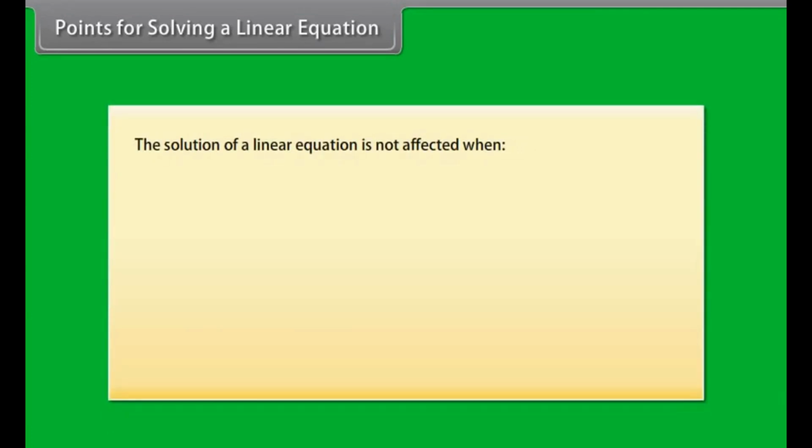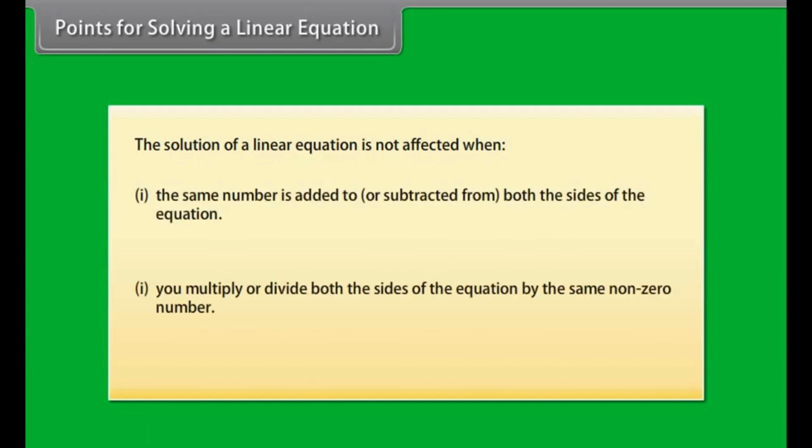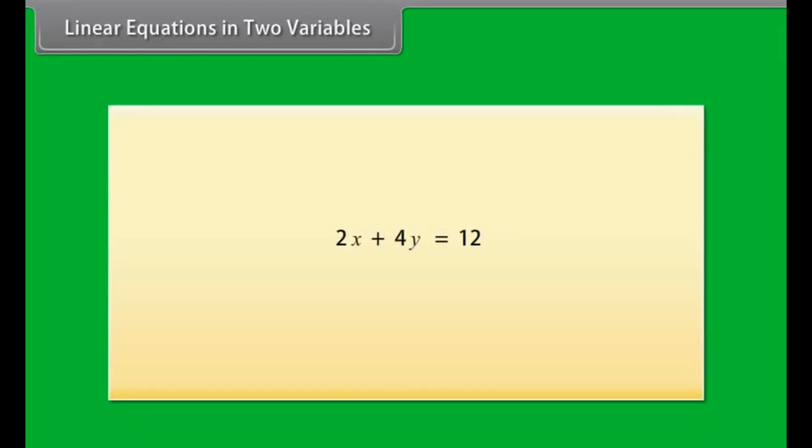Points for solving a linear equation. While solving an equation, you must always keep these points in mind. The solution of a linear equation is not affected when the same number is added to or subtracted from both the sides of the equation. You multiply or divide both the sides of the equation by the same non-zero number. Linear equations in two variables. A linear equation can have more than one variable. Here we will study about the linear equations in two variables.